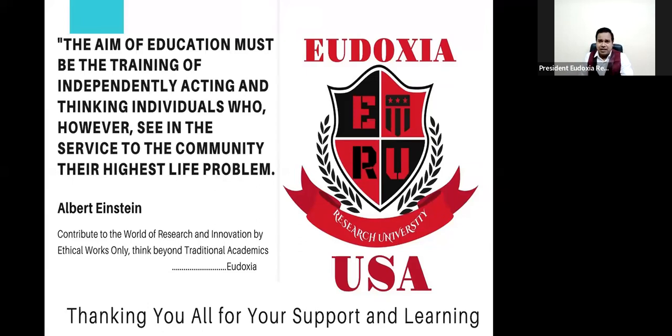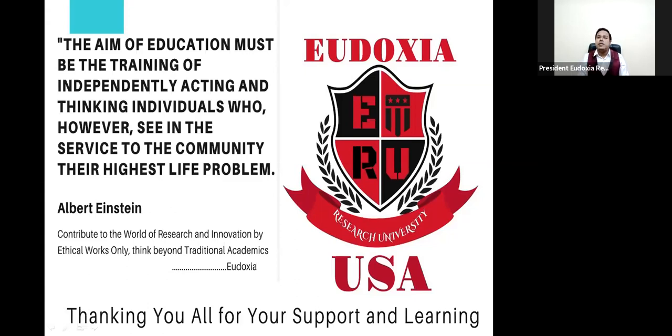So please understand this quote made by Albert Einstein. In our lifetime, we have to think beyond the traditional things, and we need to understand that we have to develop our thinking capacity. We need the people, those who will be the real thinkers of the world, to change the world, to lead the world for more research and more innovation. We are adding also one sentence: contribute to the world of research and innovation by ethical works only. Think beyond traditional academics.